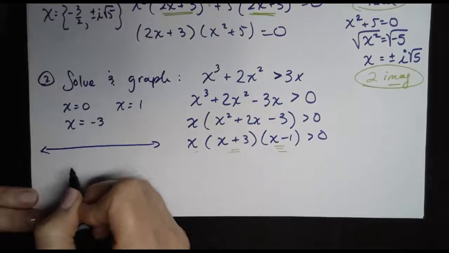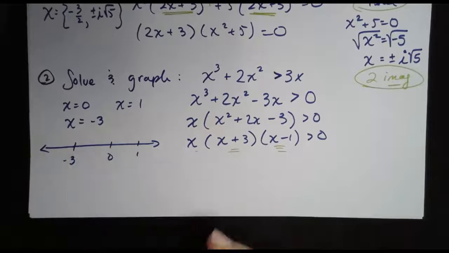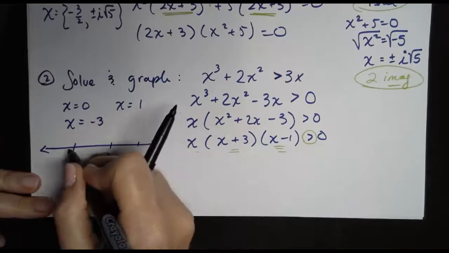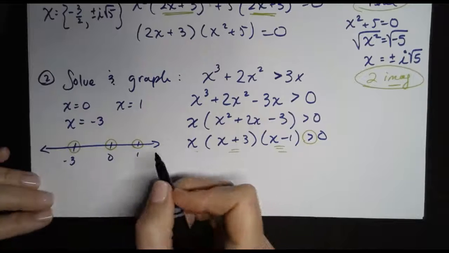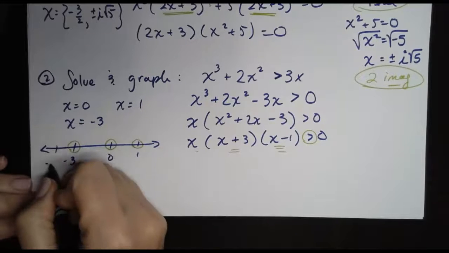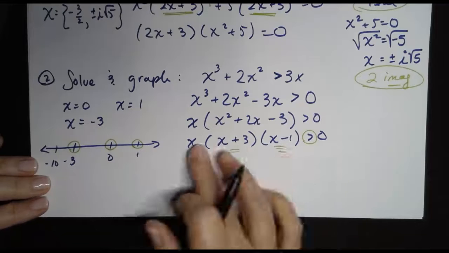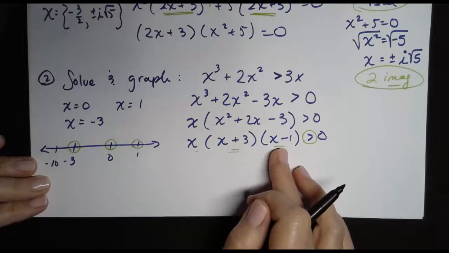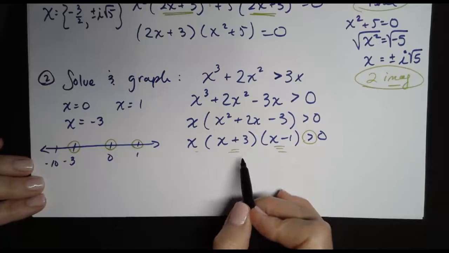We're going to put those on our number line. So 1, 0, negative 3, and then we're going to do some test values. Remember, this is strictly greater than, so it's going to be open, open, and open. So here goes. Let's do one way down on the left. We'll do negative 10. And when we're doing this, we can just go right to the factors here because we have not changed the value of this inequality at all. It's just in factored form. So we're just kind of looking for signs here.